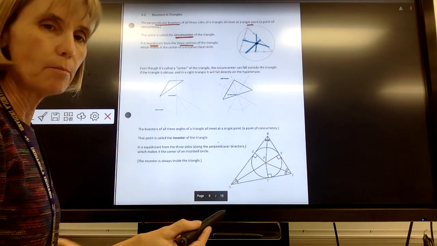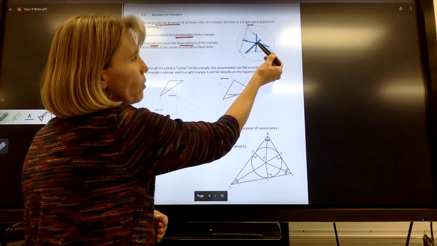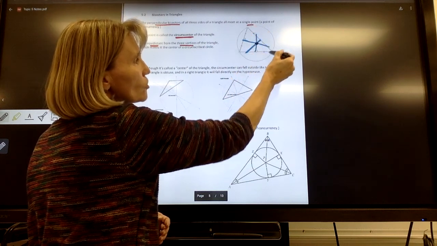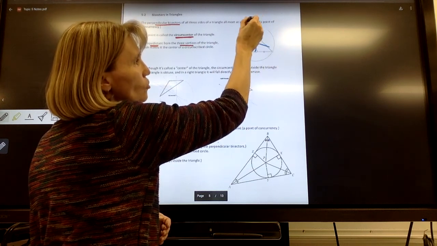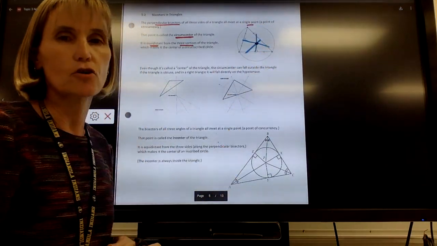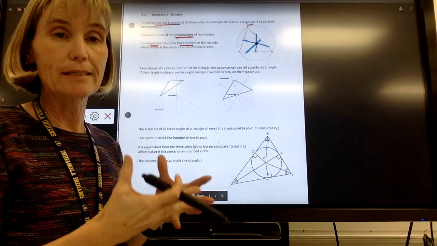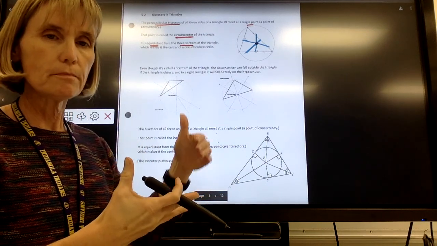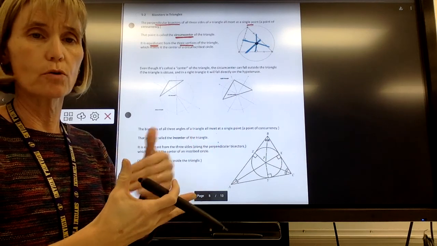And if we took a compass and put our compass point on that point of concurrency and stretched the compass out and drew a circle, you would see that that circle would touch all three vertices of the triangle. So that really is the center of that triangle. It's equal distance to each corner of the triangle.